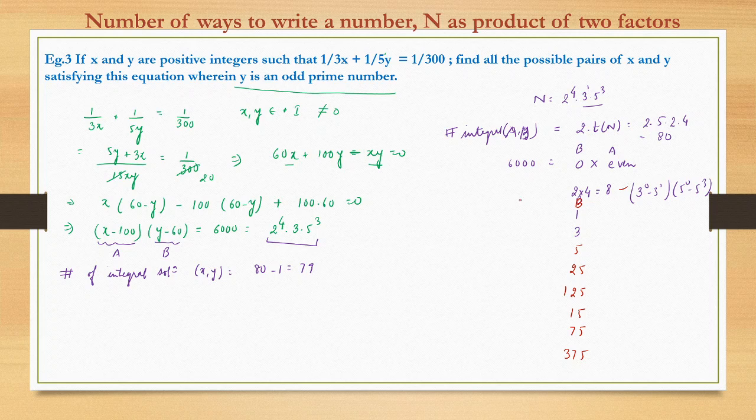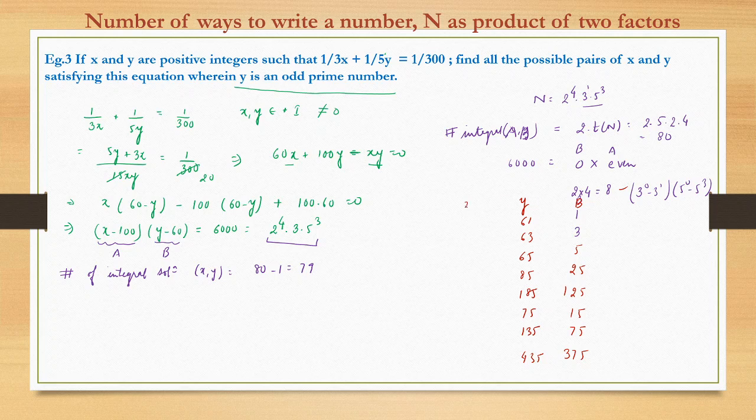So what would be the value of Y? Y would be 60 plus 1, because Y is 60 plus B. So 60 plus 1, 61. 60 plus 3, 63. Then it will be 65, 85. I mean, all these will be multiples of 5 only. 185, 75, 135, 435.